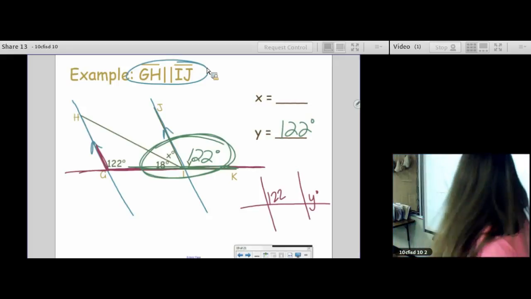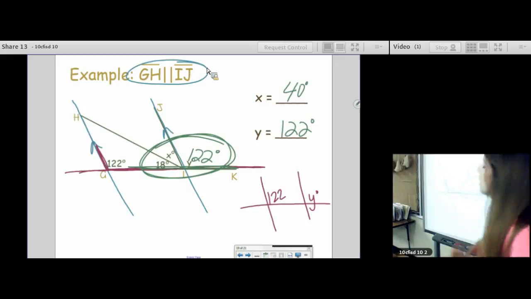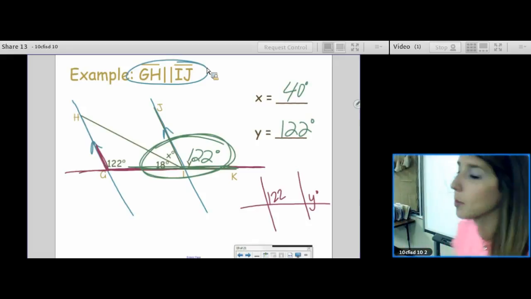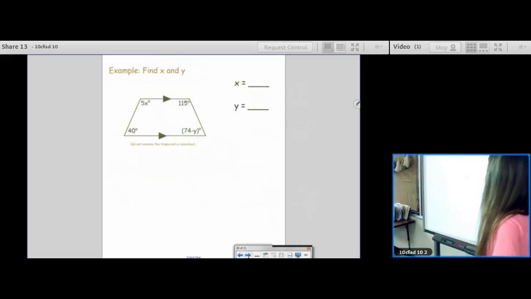Cool? So no, you don't have to use our vocab to solve for each and every variable. Okay, next one.